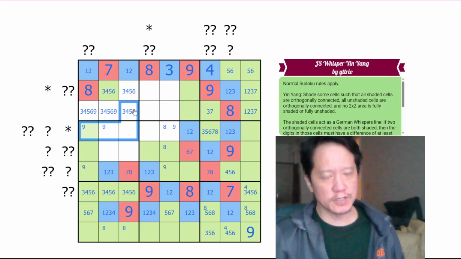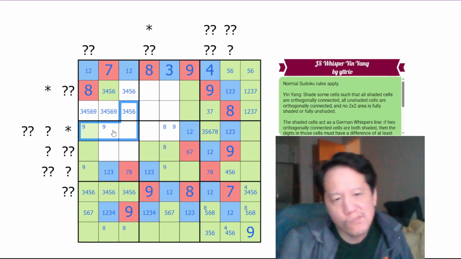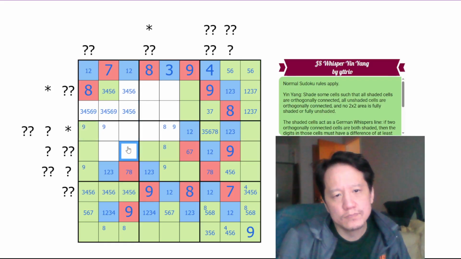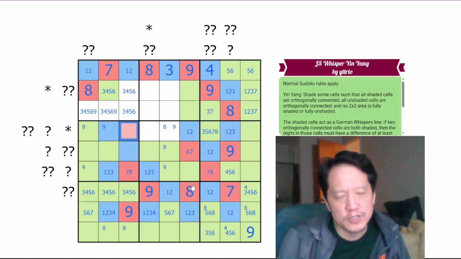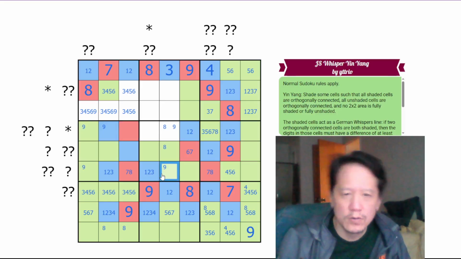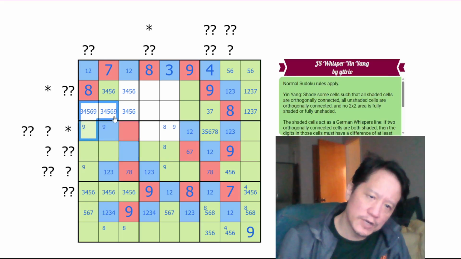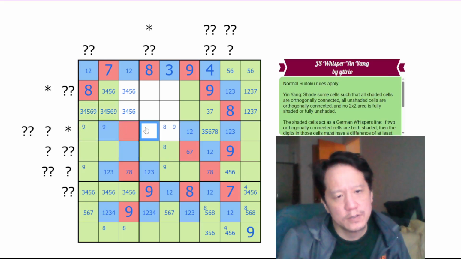So this could connect something like that. Let's take a look at if this is shaded. So then this is unshaded. This has to be... oh, that's interesting. This must be shaded here, then this must be shaded here. Okay. So then this would have to be unshaded this way to connect.